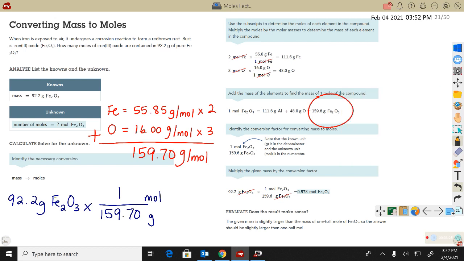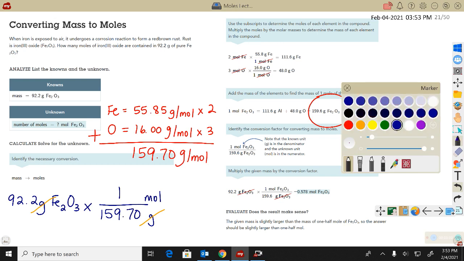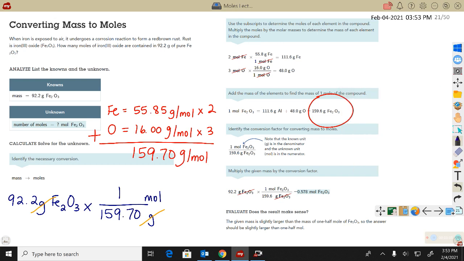I see that my grams on the top will cancel with my grams on the bottom. In my calculator, I'm going to multiply the numbers across the top and divide by anything on the bottom. Obviously, I don't have to multiply by 1. 92.2 divided by 159.7. Sure enough, I get about 0.577. They got about 0.578. Looks good to me. So in the end, we had the same setup. I just don't think about it as so much work and so many steps. I just focus on getting that proportion, getting those units in there right.